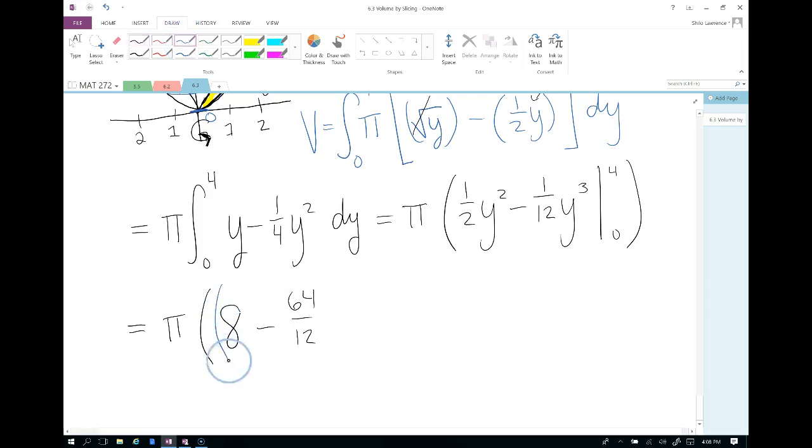So this is what we get when we plug in 4. And then when I plug in 0, I just get 0 minus 0, which is 0. So we just have to figure out what 8 minus 64 twelfths is. 8 is going to be 96 twelfths. So 96 minus 64 is 32 twelfths, which is still not simplified. They both have a 4 in common, so let's see if we could pull out a 4. That's going to be 8 pi over 3.